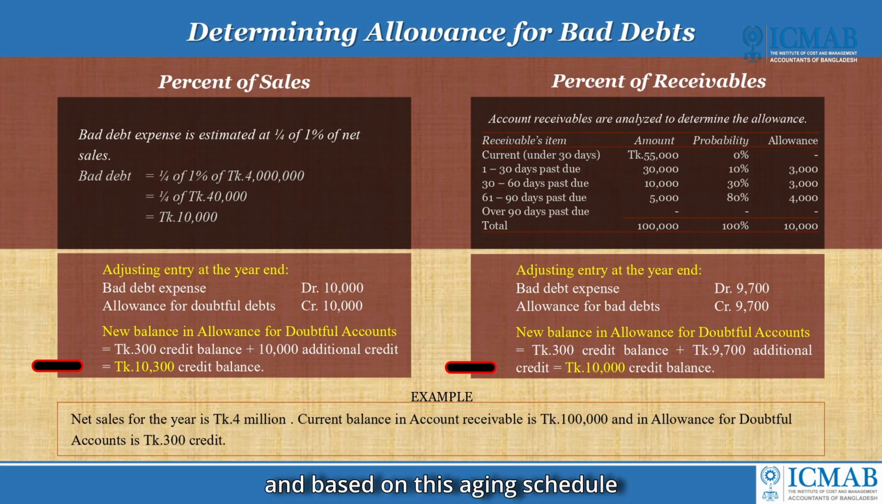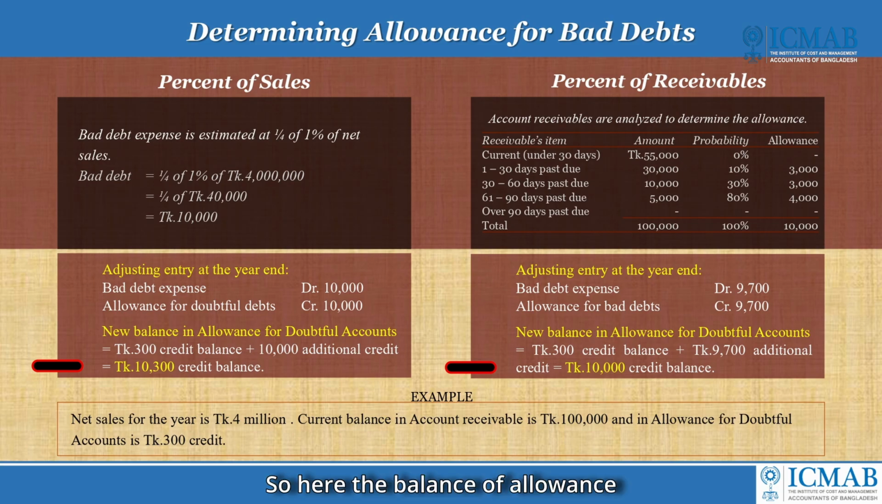But in case of the percent of receivables method, we have to prepare our aging schedule first, and based on this aging schedule, we have to determine the value of allowance for doubtful debt. Here, through preparing this aging schedule, we have estimated that the total value of allowance for doubtful debt is 10,000. But remember that we have a beginning balance of 300 credit. So in this year, under the percent of receivables method, we should keep a new balance. As we have a beginning balance of 300, we should charge this year a total of 9,700.